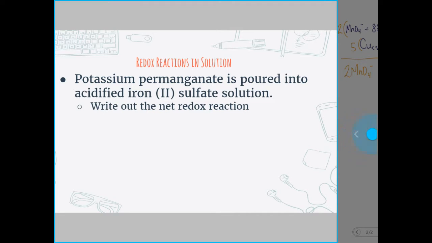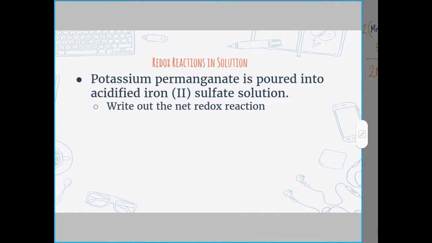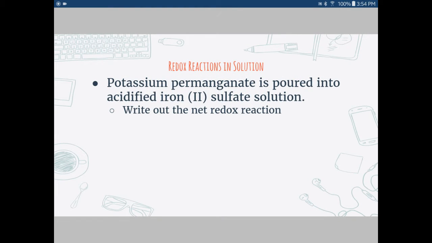I think I should have enough room here on this slide just to make sure I have enough room to write everything. So we see that we have potassium permanganate. So again, we have our K, MnO4, and again, these are ions that are dissociated. It is in a solution. Okay, it says it's poured into acidified iron solution. So regardless, right away, we have a solution.